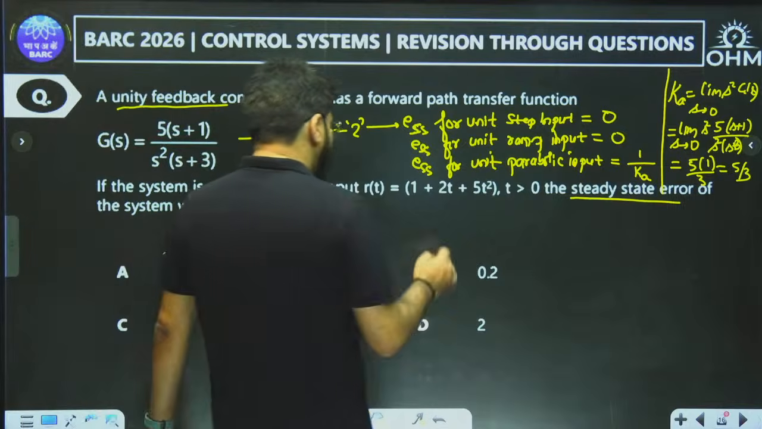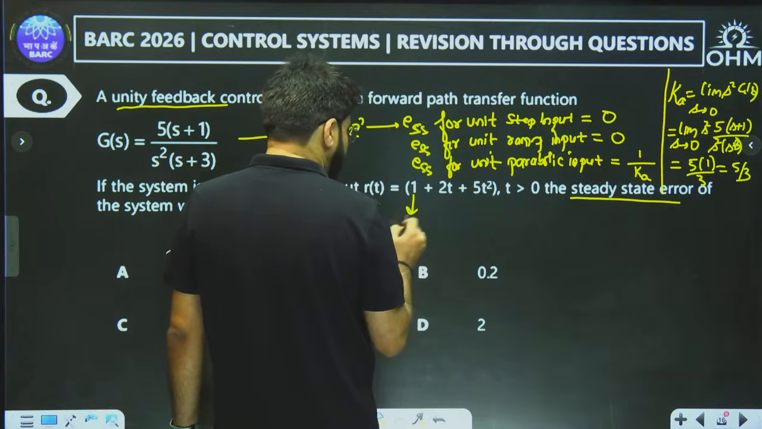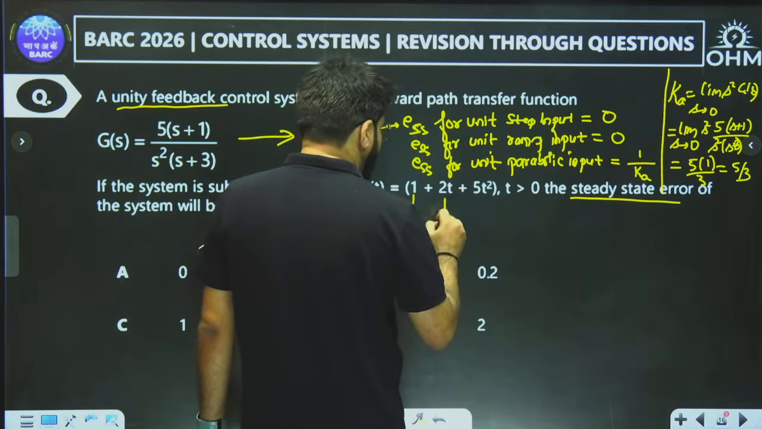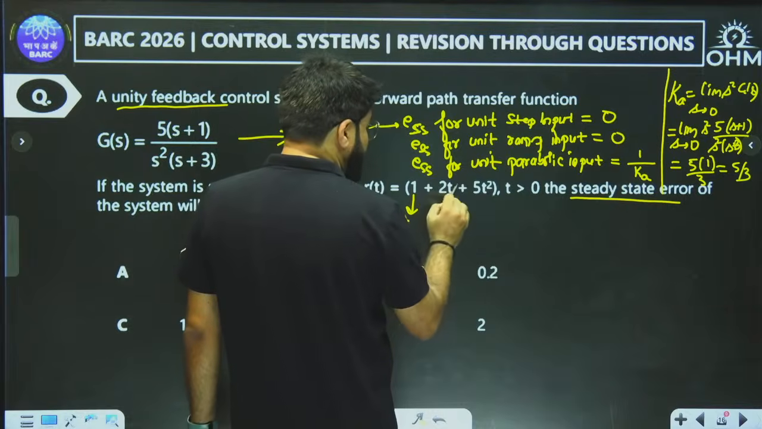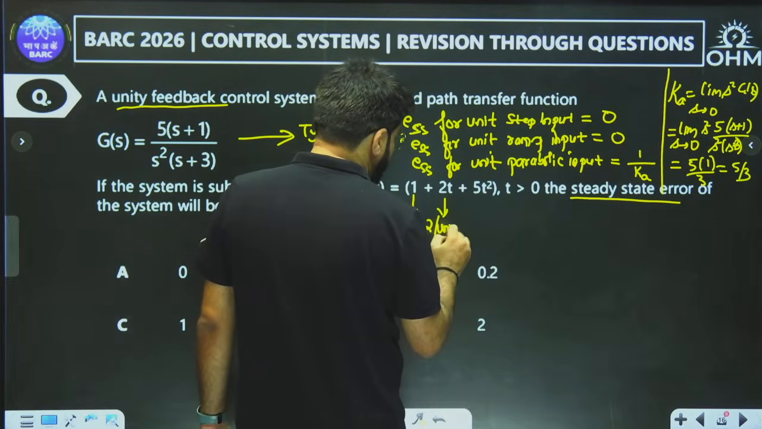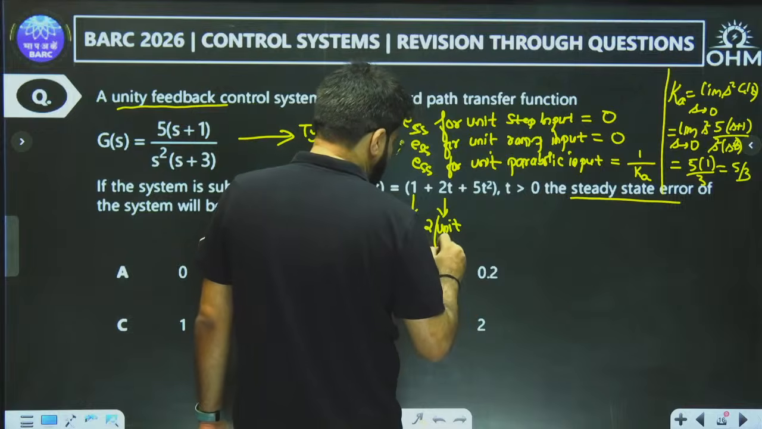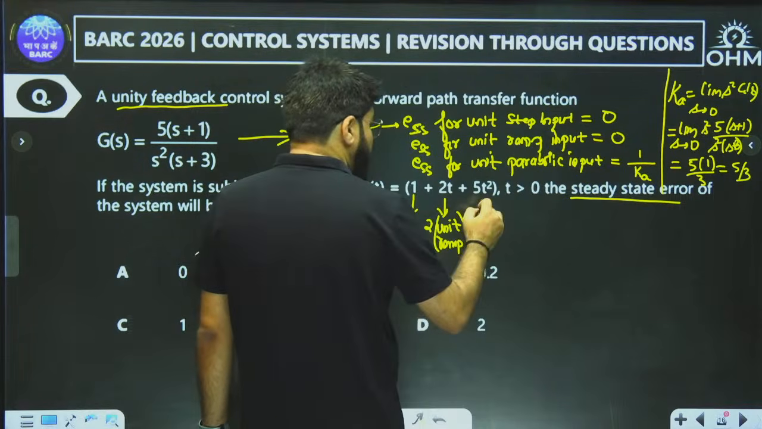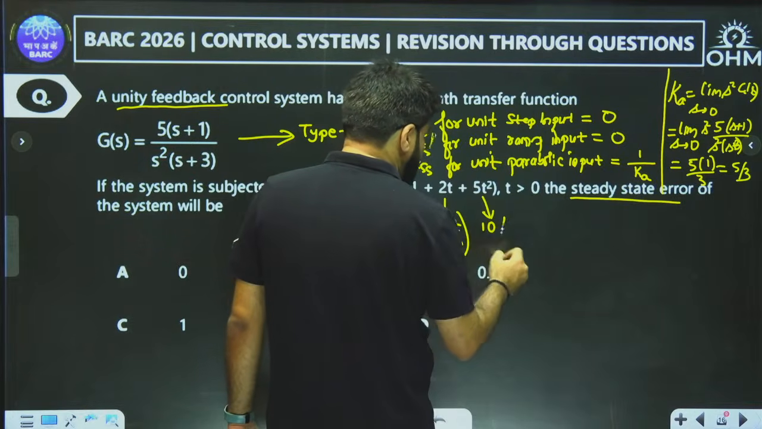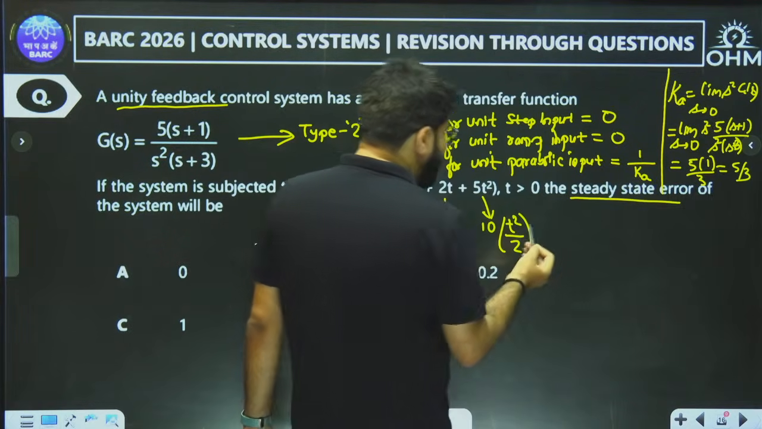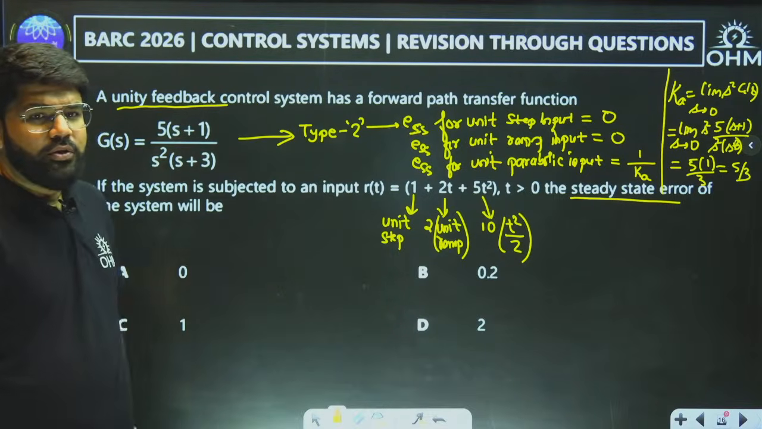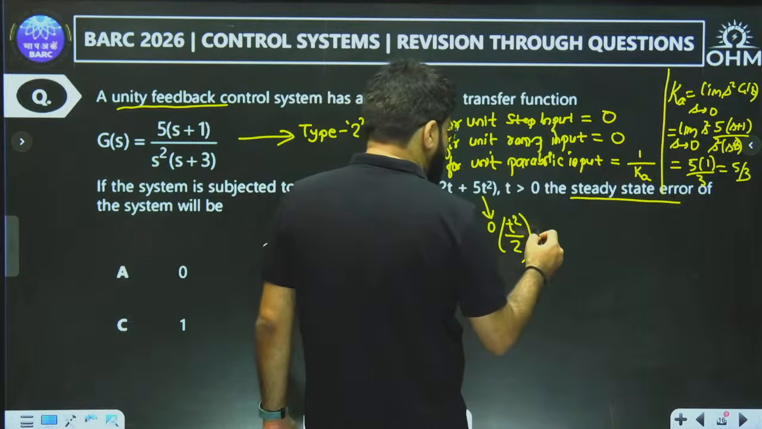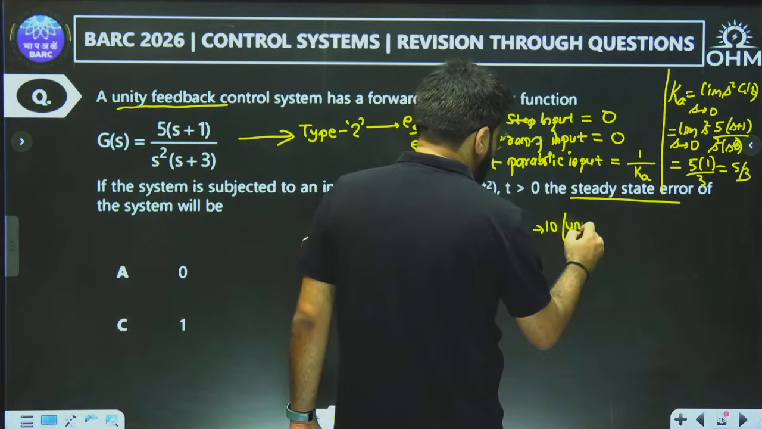Now see the input. What is the input? This is 1. 1 means unit step. Then unit ramp is known as 2, so this is twice the unit ramp. Unit ramp input is defined as t. Then similarly, this is the term for unit parabolic input. You have to write it like this, because what is the unit parabolic input definition, dear? Unit parabolic input is t square by 2, not t square. So you should write this as 10 into t square by 2. That means 10 times unit parabolic input.